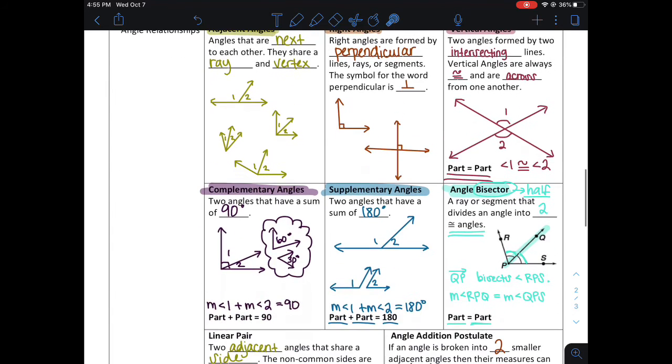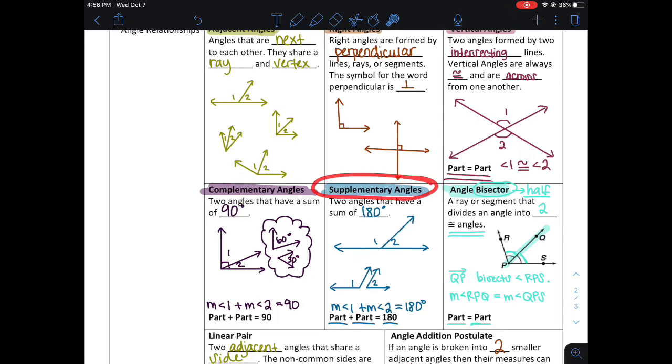Now, complementary angles have to equal 90 degrees. That is the only rule. When you add them up, they have to equal 90. They can be adjacent and touching, or they don't have to be adjacent. They could be separate, but they have to equal 90 together. So we call that part plus part equals 90.